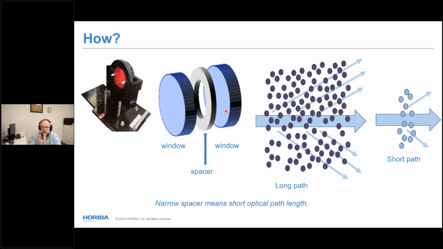And it's a very, very narrow spacer with a very short optical path length. If you think about a scattering experiment, what you want to do is have light strike a particle and scatter and nothing else gets in the way. So if your particle concentration gets to be too high, you can have two sets of effects.